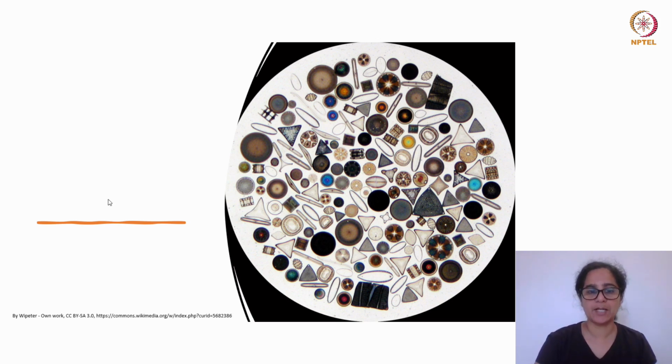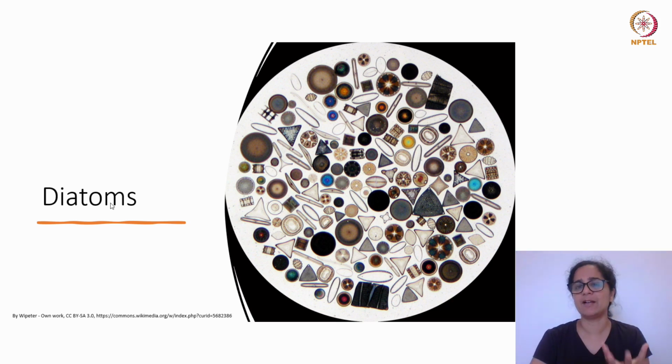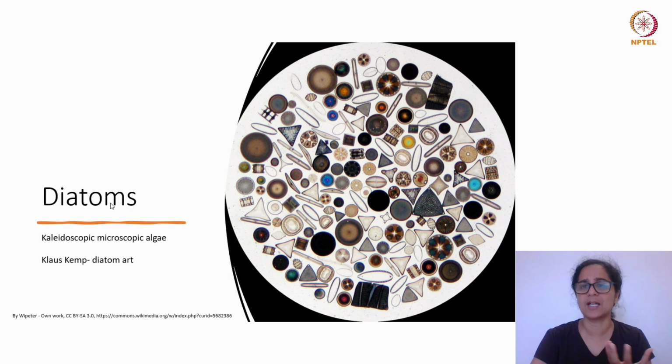I'll tell you a little bit more about diatoms. These are microalgae. These are single-celled protists, and they look very colorful. Because they look colorful, they almost look kaleidoscopic. A scientist known as Klaus Kemp perfected diatom art. He invented his own glue to very nicely and in great detail glue different kinds of diatoms, and he created art out of it. I'm going to send you a link, which you can see after this video, about various kinds of diatom art. Now let's look in detail at what diatoms are.